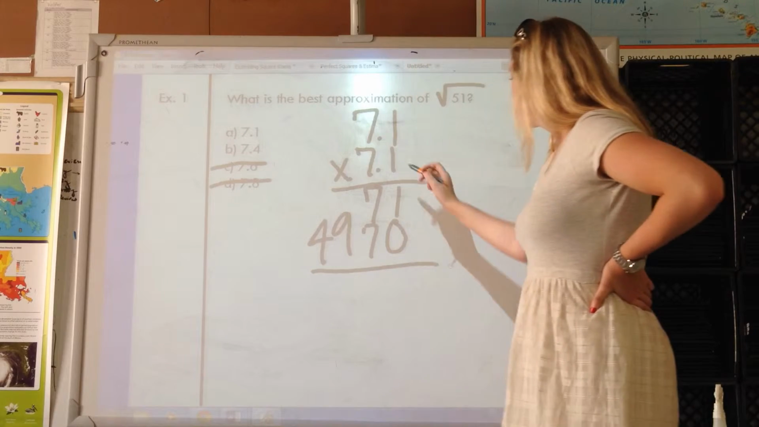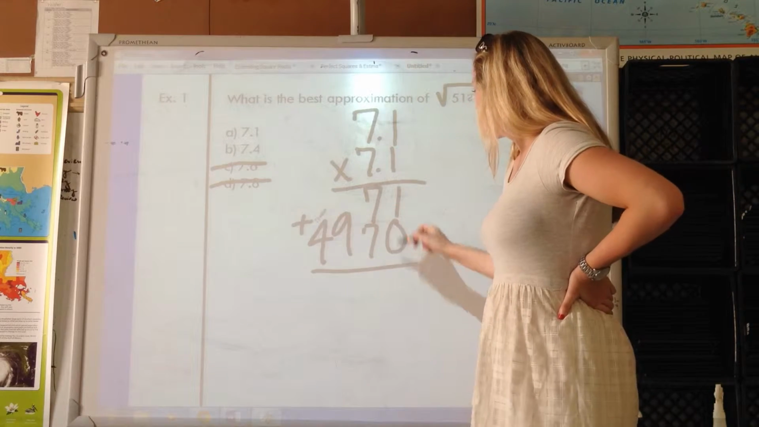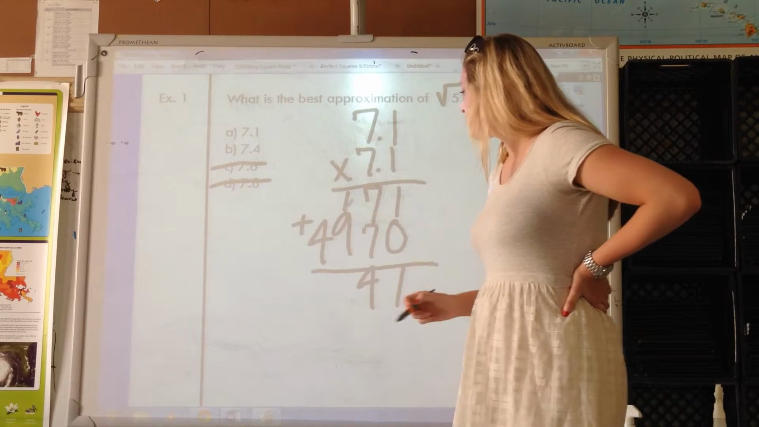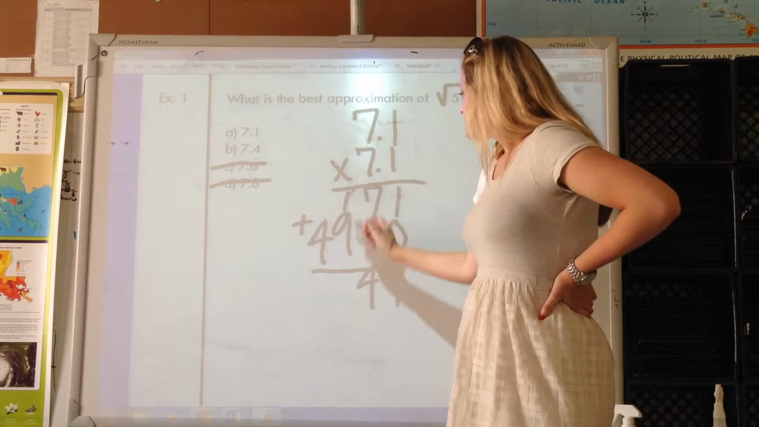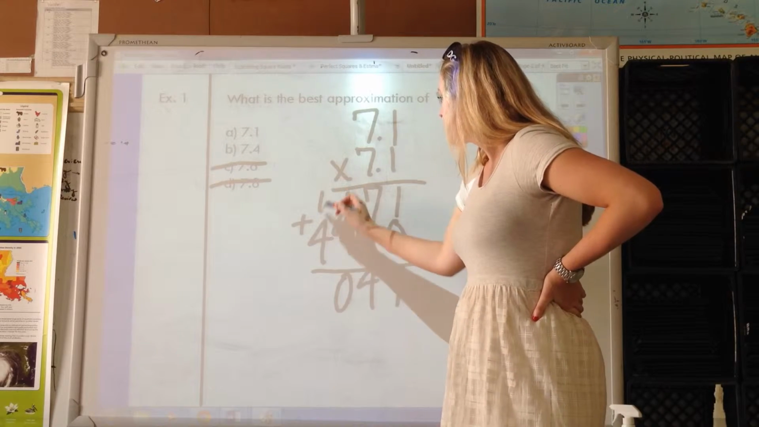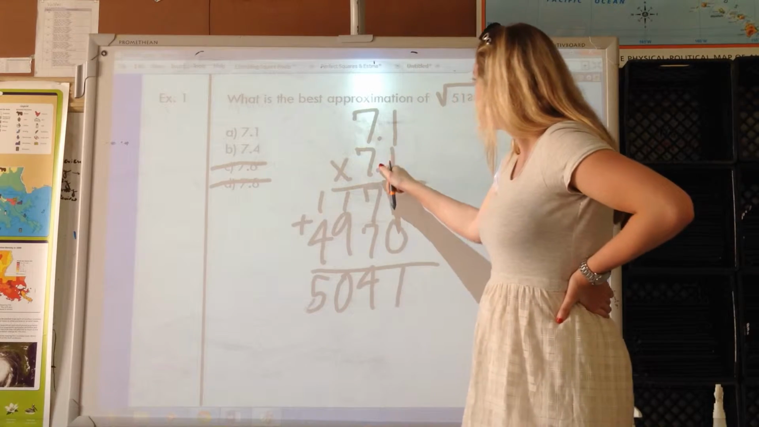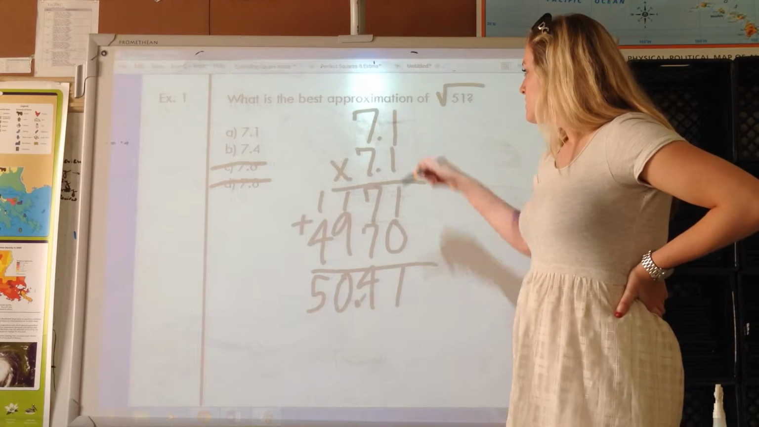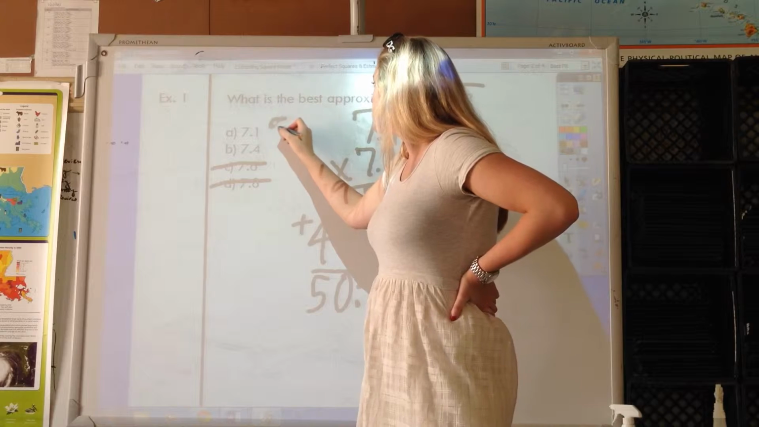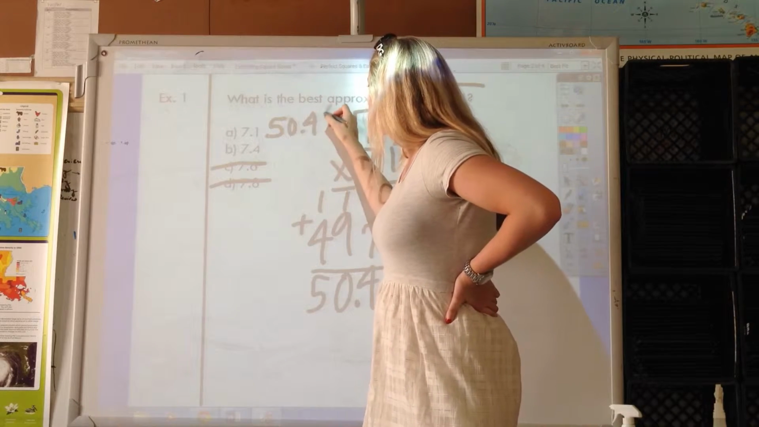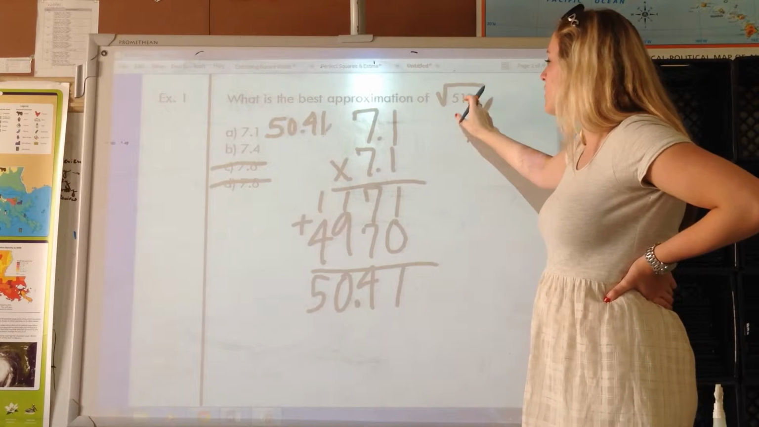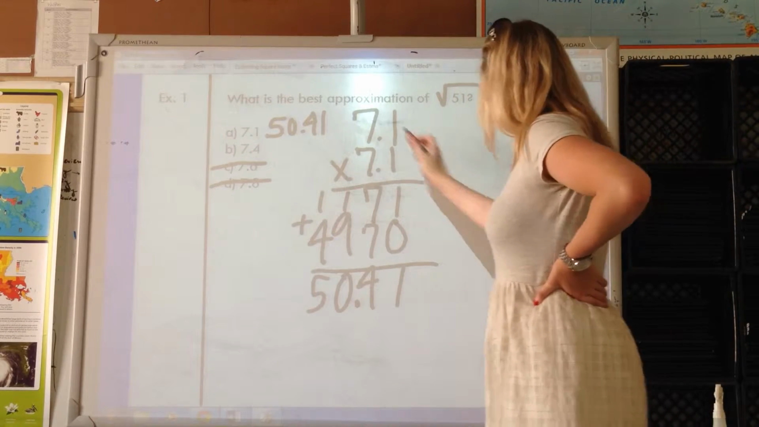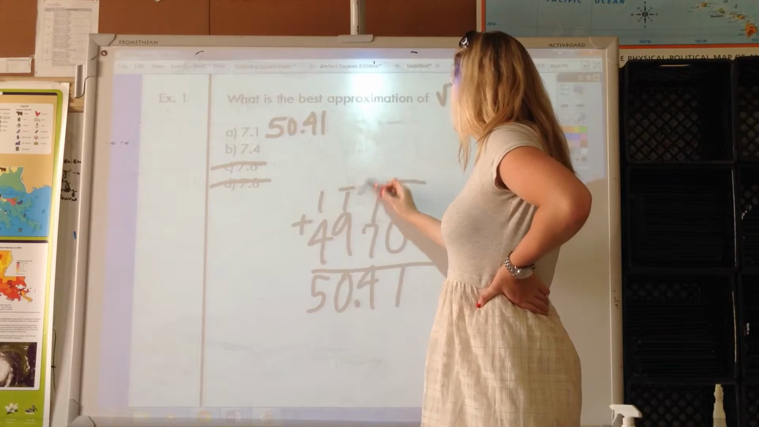So then my next step is just to add these. 1 plus 0 is 1. 7 plus 7 is 14. Carry my 1. 9 plus 1 is 10, so 0, carry my 1. 4 plus 1 is 5. I have two numbers behind decimals, so my decimal goes right there. So 7.1 squared is 50.41. That is pretty darn close to 51. Well, let's go ahead and square 7.4 and check our work, because maybe 7.4 is a better estimate.